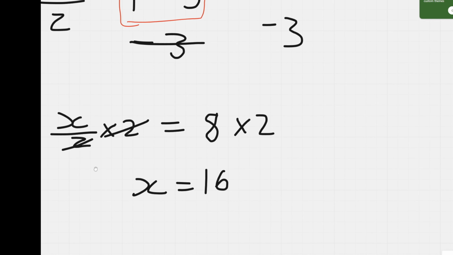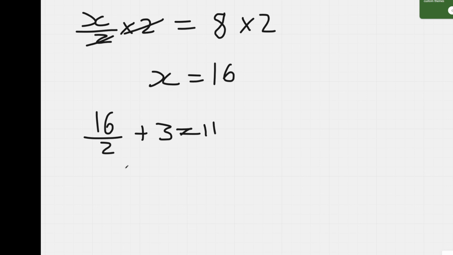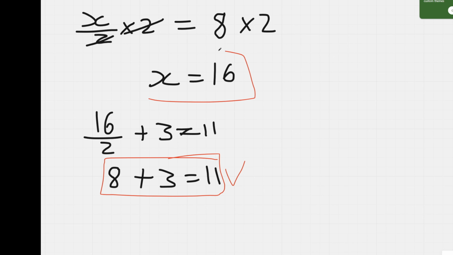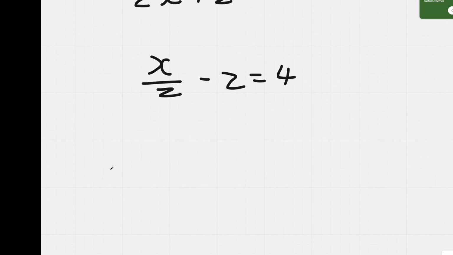And we can even check if that's right. So we have x equals 16. So we can do 16 over 2 plus 3 equals 11. 16 over 2 is just 8. So 8 plus 3, yep, it checks out. 8 plus 3 is 11. So we got that right. So our answer is x equals 16.